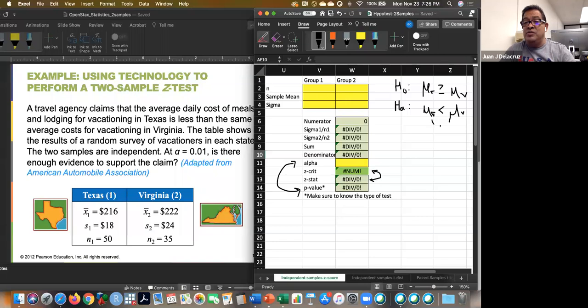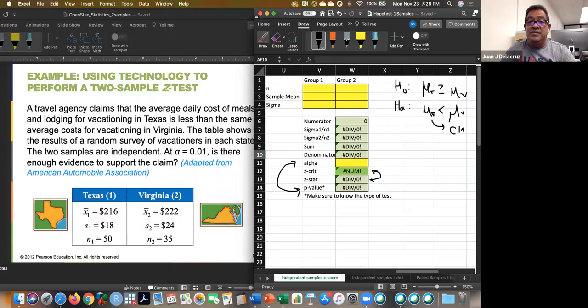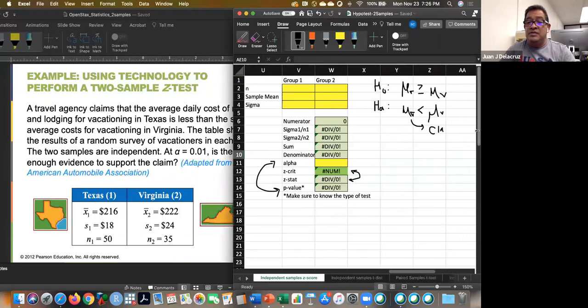So we are going to assume that this is my claim, right? Because, well, this is the claim. Let me enhance this a little bit more. So this is my claim, right? So I have my hypothesis, and it says that the mean cost of vacationing in Texas is cheaper than vacationing in Virginia.